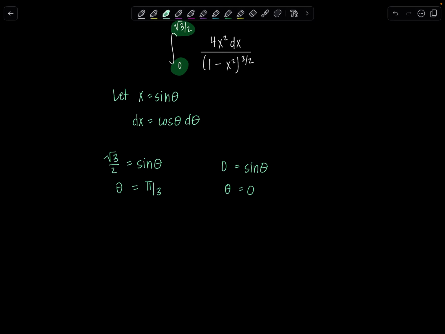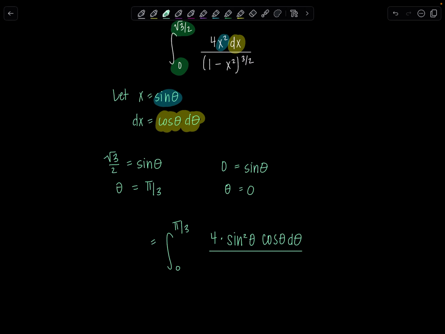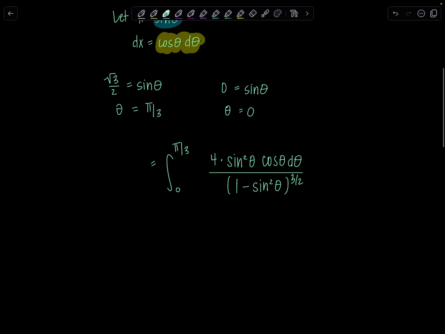So now my new integral is going to go from 0 to pi over 3. I have 4 times x squared, which is going to be sine squared theta, and then dx is cosine theta d theta over 1 minus x squared, so that's (1 minus sine squared theta) to the 3 halves. Good? Okay, now we just got to clean up.